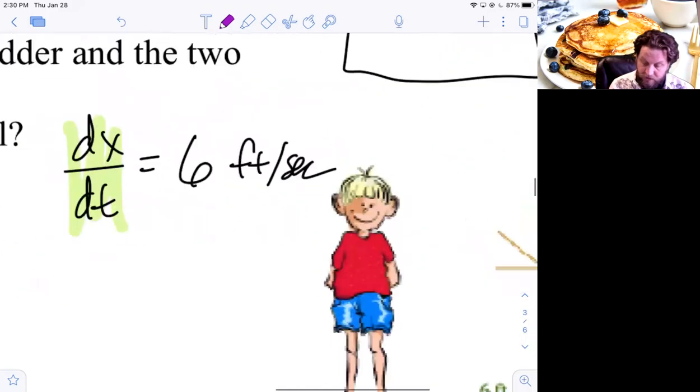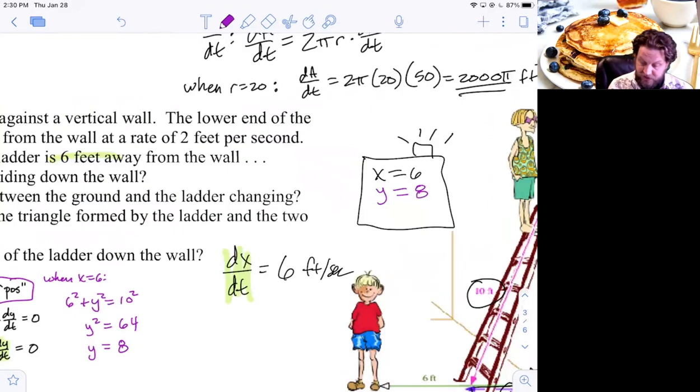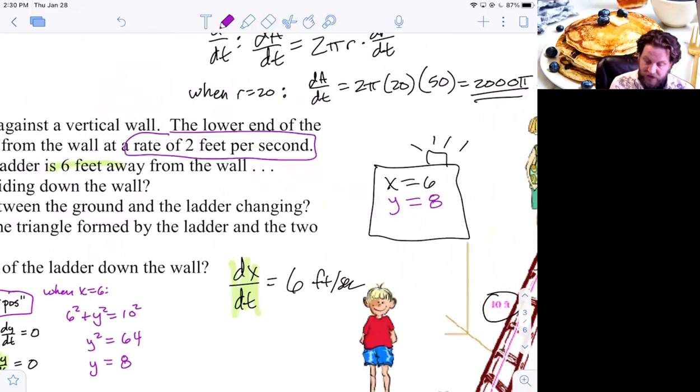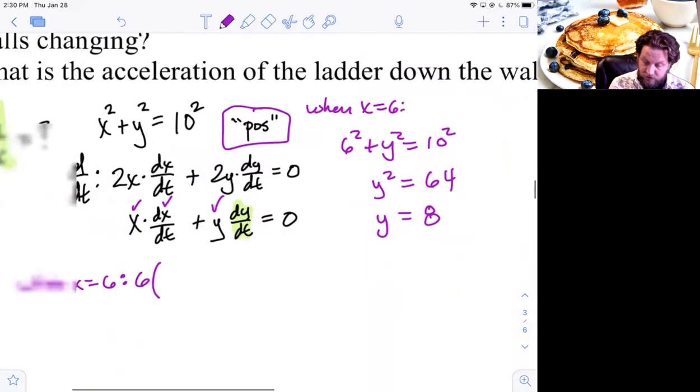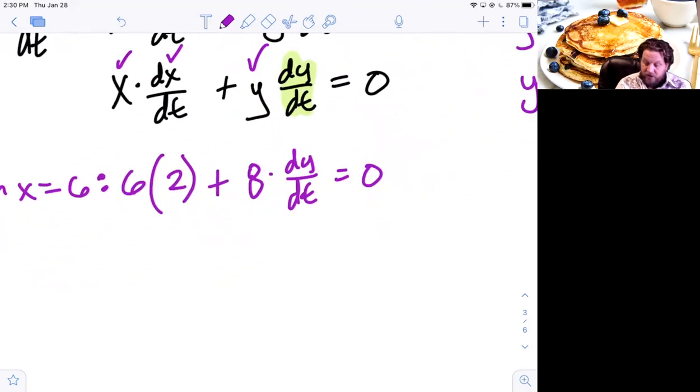I'm sorry. Look, I mislabeled something. I just realized I have too many 6s, right? I labeled dx dt as 6. What is dx dt? 2. Yeah, y'all knew that. Y'all were just waiting for me to catch it. Thank you. 2. Yeah. So I got 6 times 2. It is positive. So 6 times 2 plus the y value, which we just found to be 8 times dy dt equals 0. And now I just need to solve for dy dt.